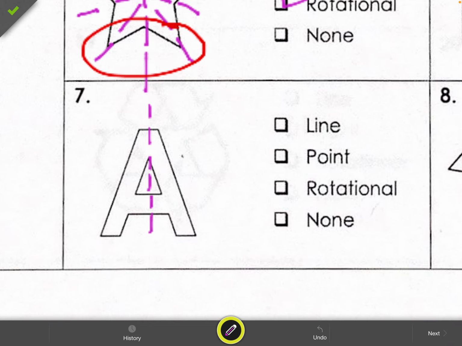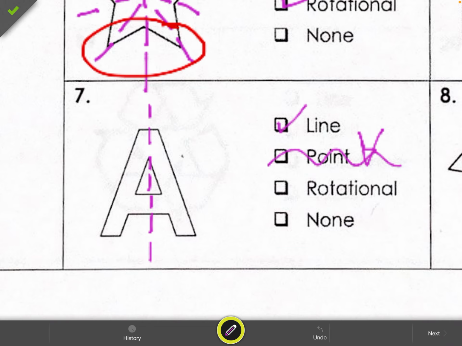So here's my vertical line of symmetry. Okay. Yes, those are mirror images. If we folded it on the dotted line, they would match, so it does have line symmetry. It has vertical line symmetry, but not horizontal. Point. Okay, so take your paper, turn it upside down. Does it look exactly like this? Nope. What happens? Your A is completely upside down, so it does not have point.